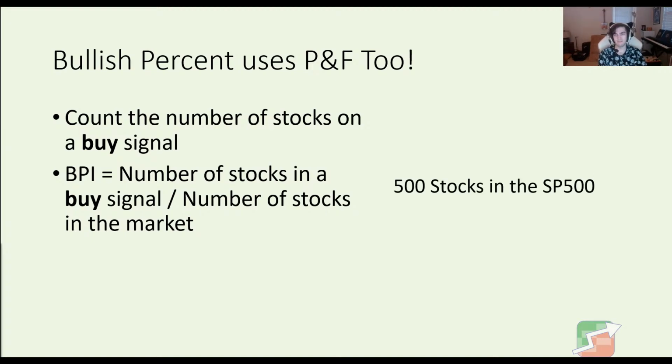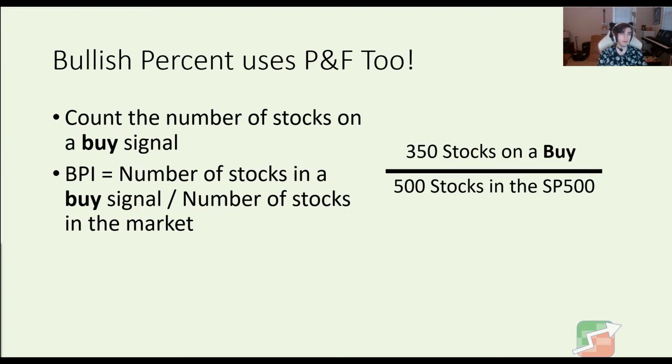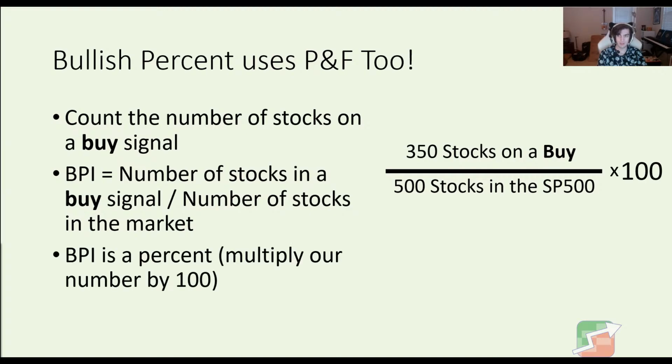So say we have 500 stocks in the S&P 500. And we have 350 stocks on a buy signal. We're going to do 350 divided by 500 times 100, because we like having a pretty number and we don't like decimal places. We don't like point something somethings.